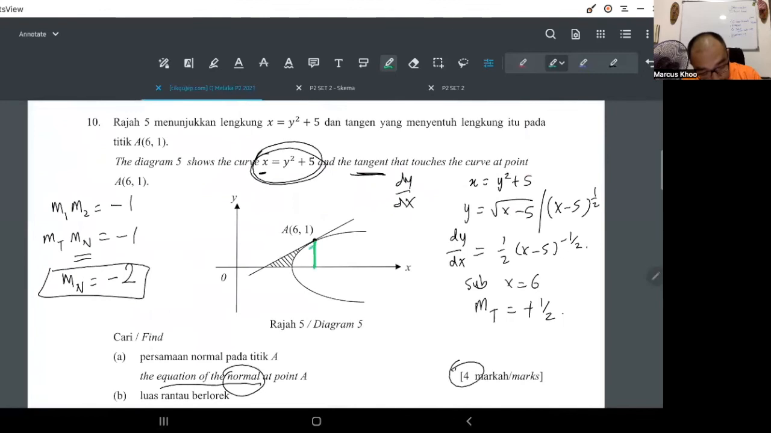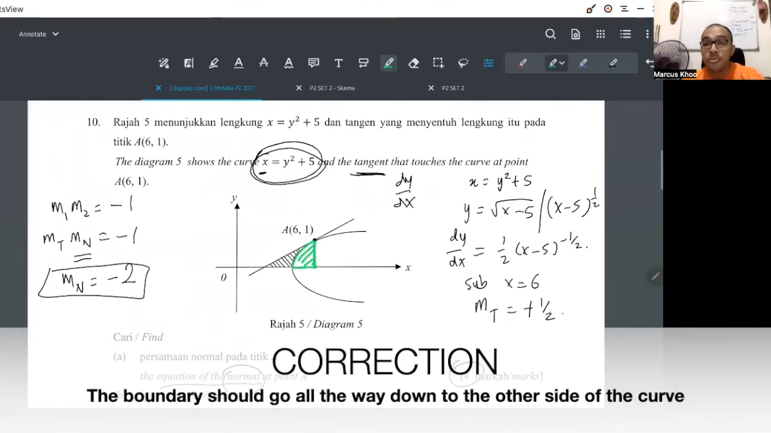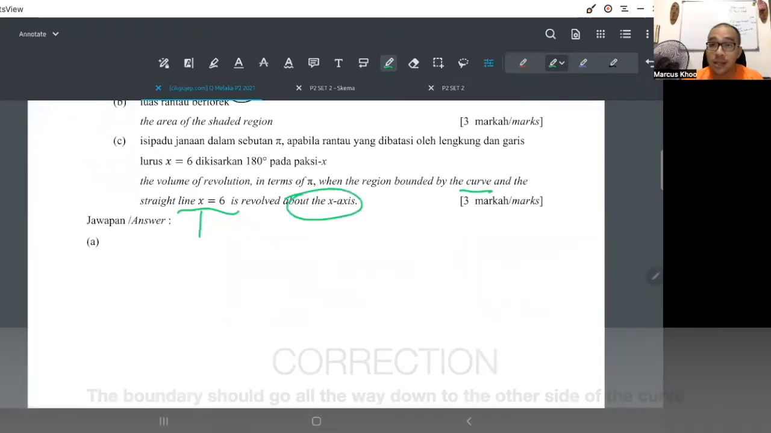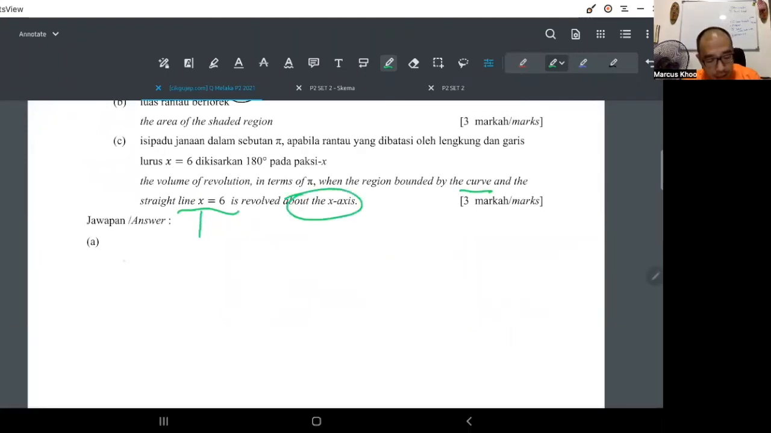And the curve and the straight line x equals to 6. That means this thing yang kita mau kisarkan pada x-axis. So if it is x-axis, the keyword is about the x-axis lah. Then the volume must be integration from somewhere to somewhere of y squared dx, pi di luar. Y yang kita kena square.